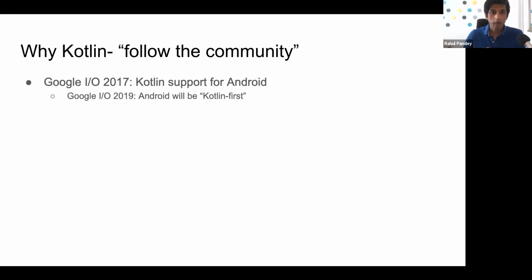They went one step further last year. At I/O 2019, they announced that Android would be Kotlin first, which means that all the code samples and documentation would start by writing code in Kotlin. Java is still well supported, but Kotlin first is a pretty big sign of support by Google.